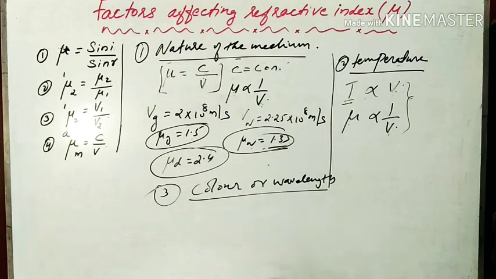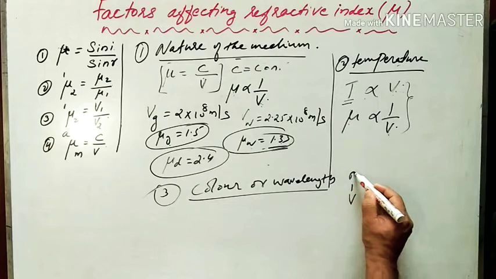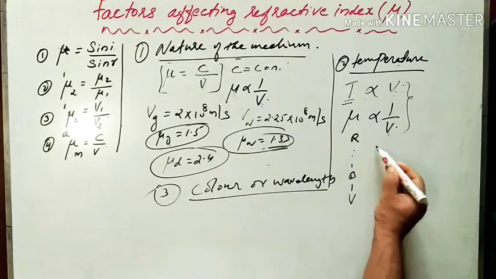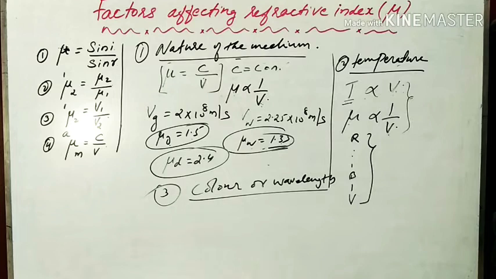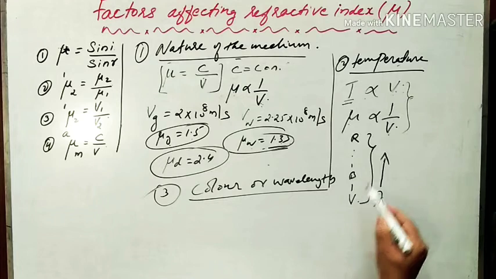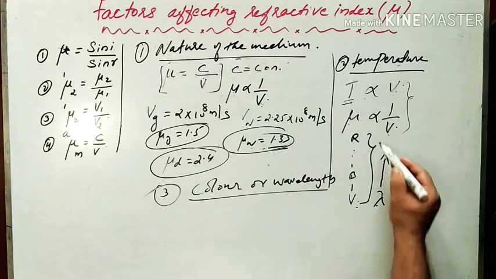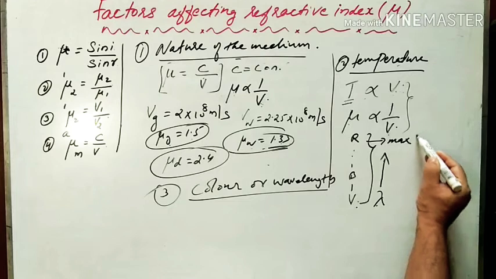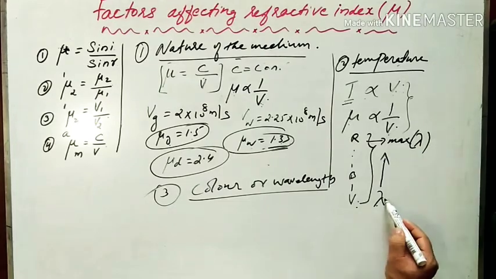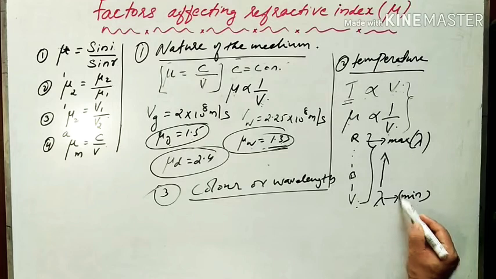Color or wavelength. You know, white light is a bundle of 7 colors. White light is made up of 7 colors, or better we say 7 wavelengths. The wavelength of visible light increases from violet, indigo, blue up to red, VIBGYOR. We know the VIBGYOR, the visible spectrum of light. So the wavelength increases from violet to red. Violet has the least wavelength, red has the maximum wavelength, or I can write that violet has a minimum lambda.